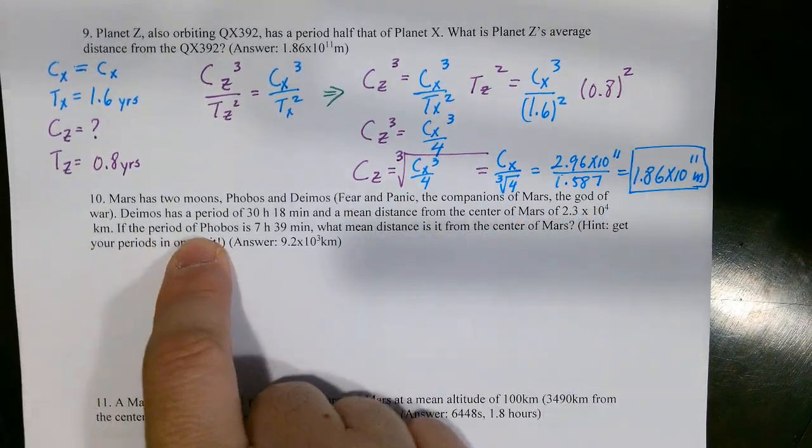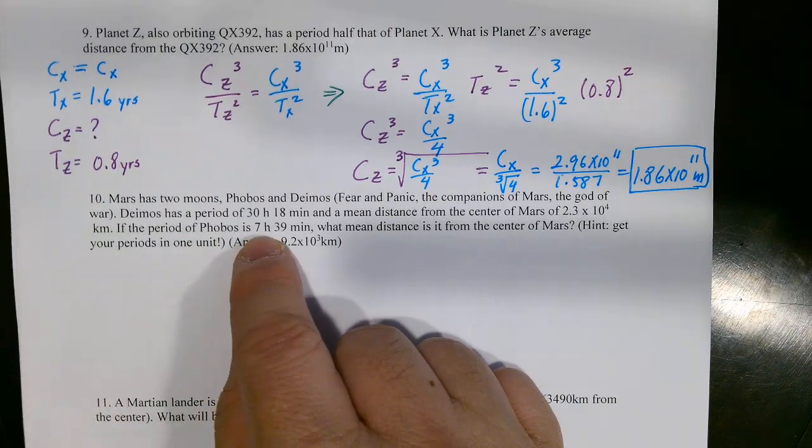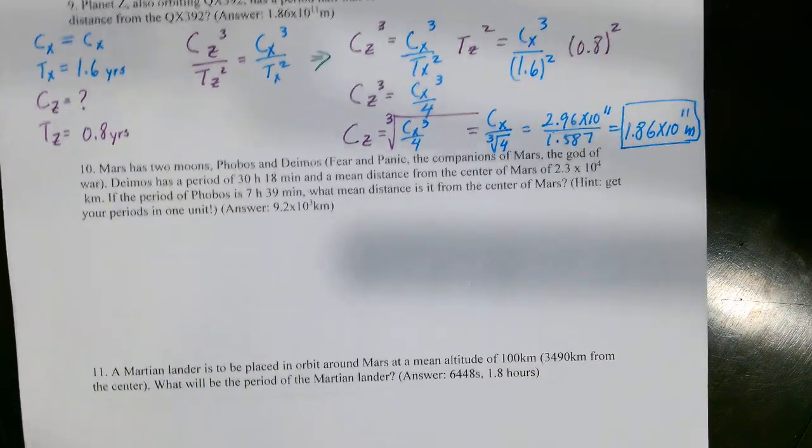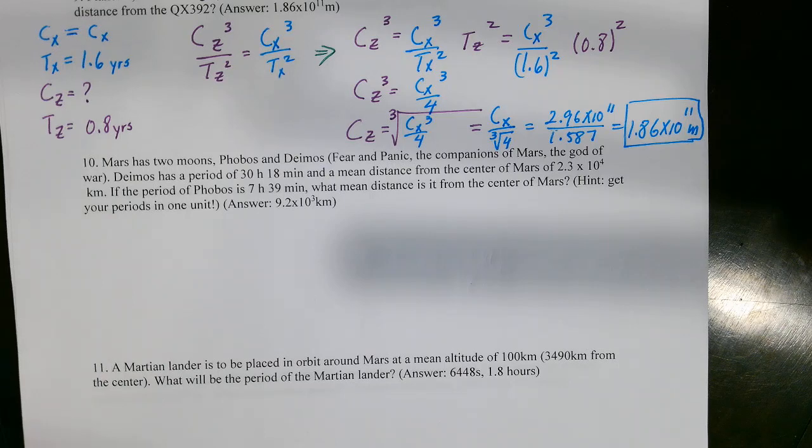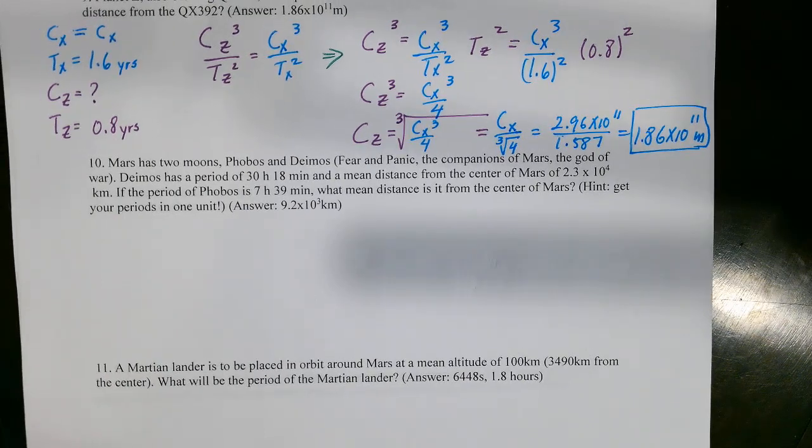If the period of Phobos is 7 hours and 39 minutes, what mean distance is it from the center of Mars?